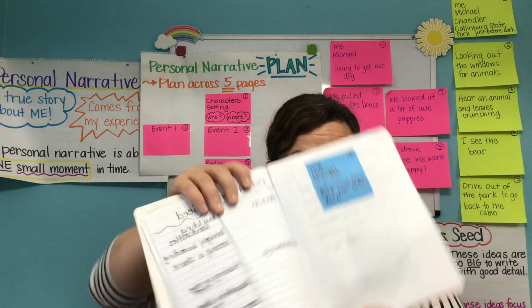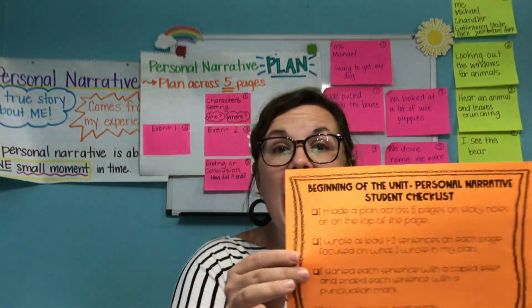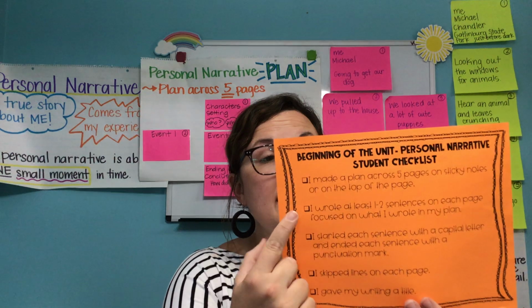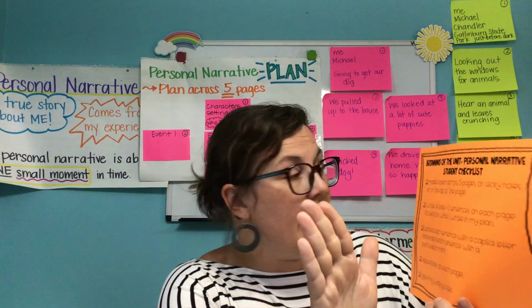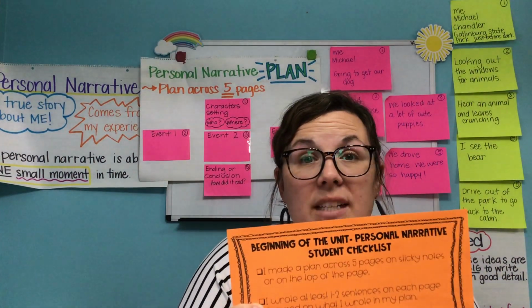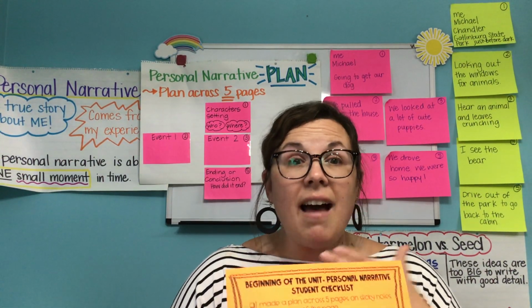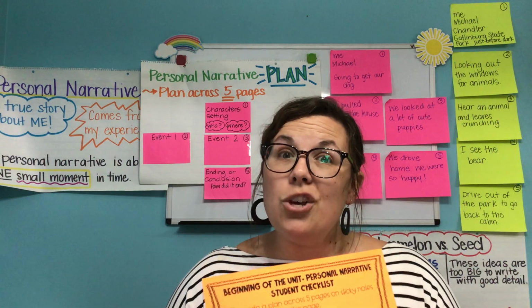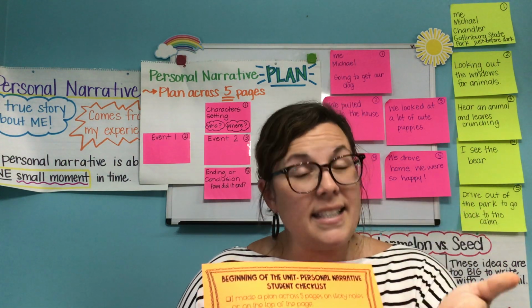The next part of your checklist after you have your plan is that I wrote at least 1 to 2 sentences on each page focused on what I wrote in my plan. That's all you have to have. Now, I am an adult and I am a teacher. My writing might be a lot better than some of the writing you think you can do. And that's okay. You guys are in the 2nd grade.